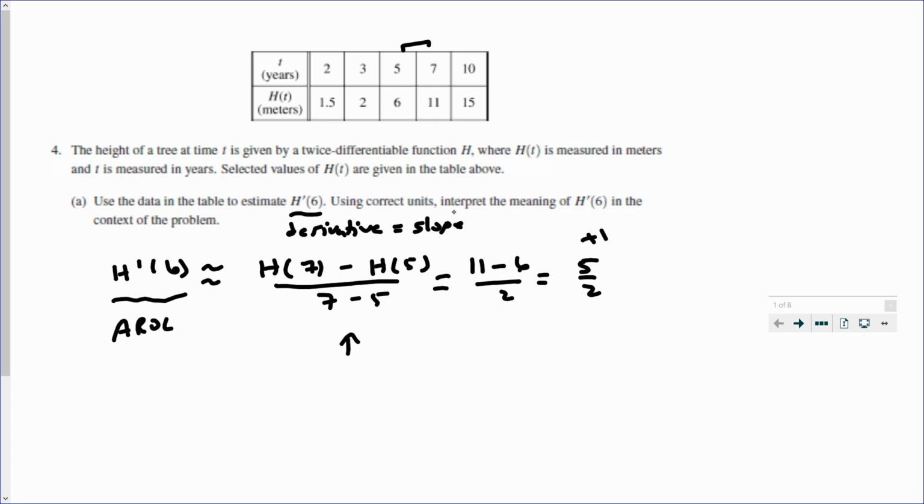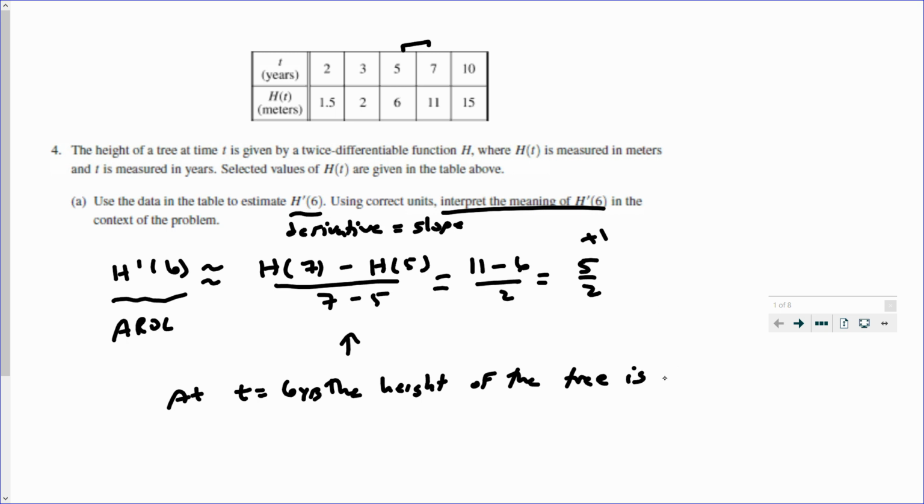But now they ask us to interpret the meaning of h prime of 6. What does that mean? Well, this means at time t equals 6, the height of the tree, you should put years too. At t equals 6 years, the height of the tree is positive, increasing at a rate of 5 halves. What's going to be the units? Oh yeah, meters per year. Plus 1 for that. Pretty easy to do.